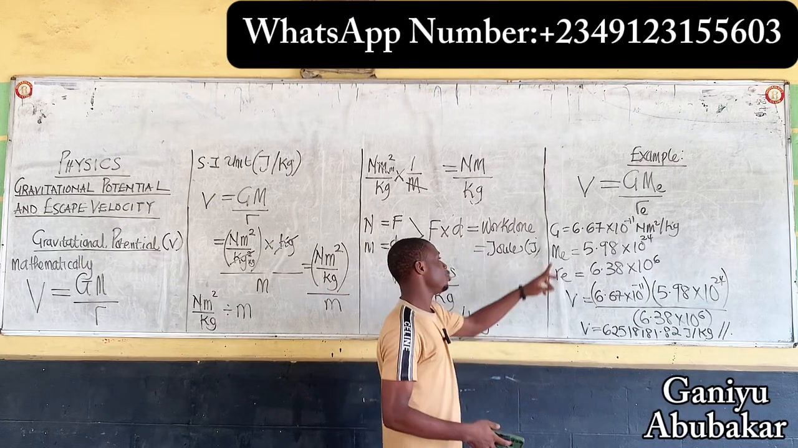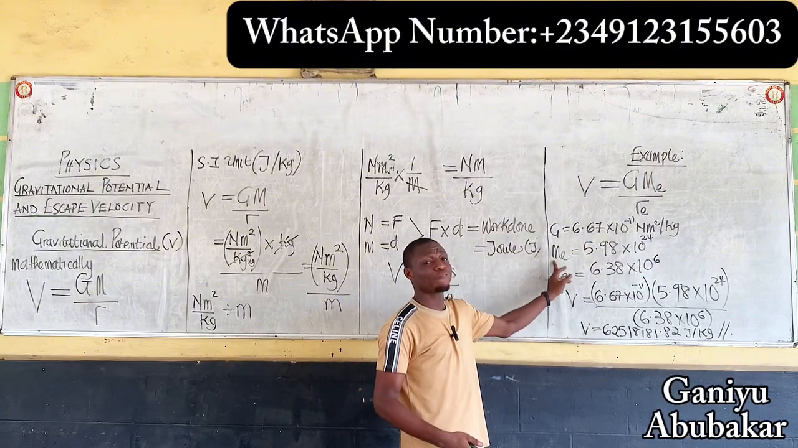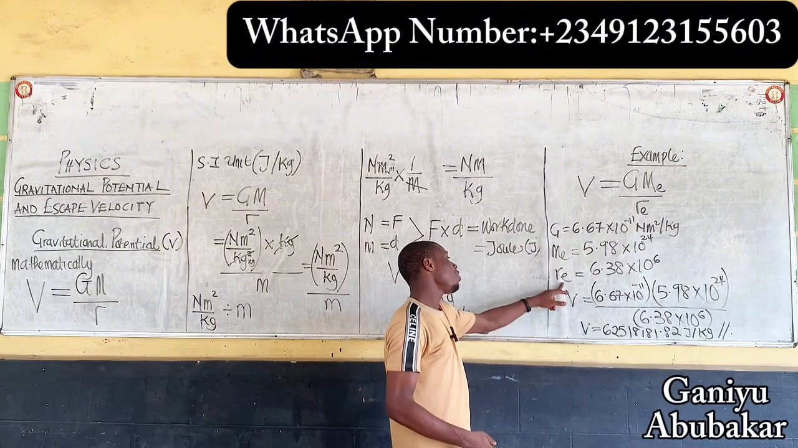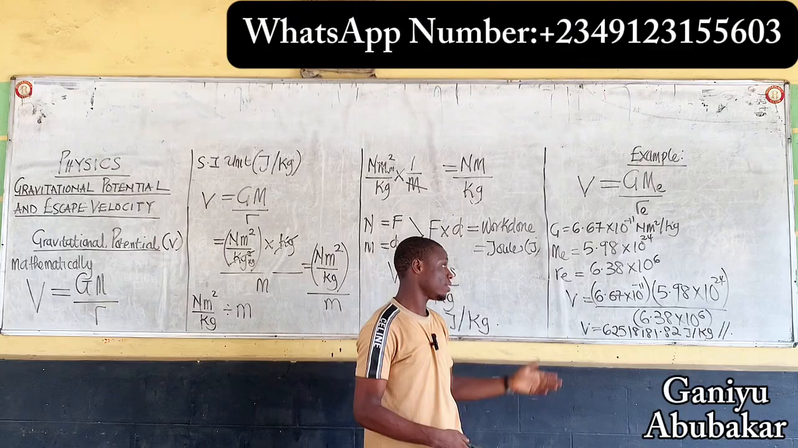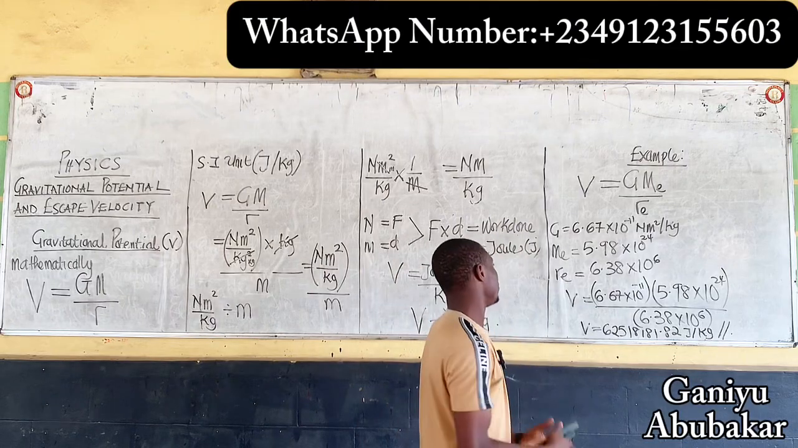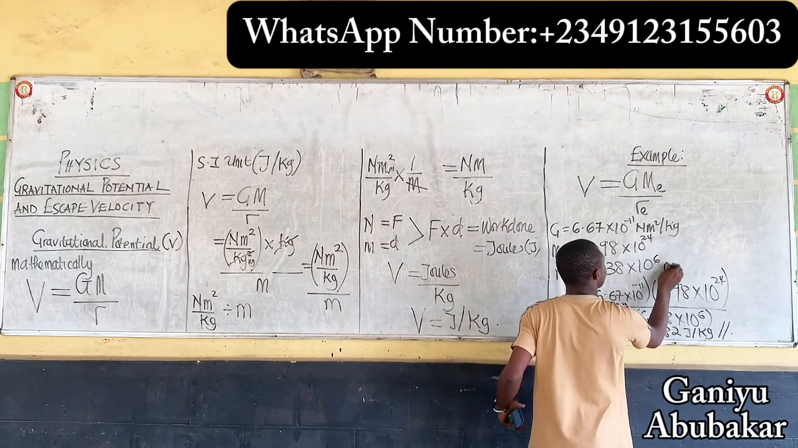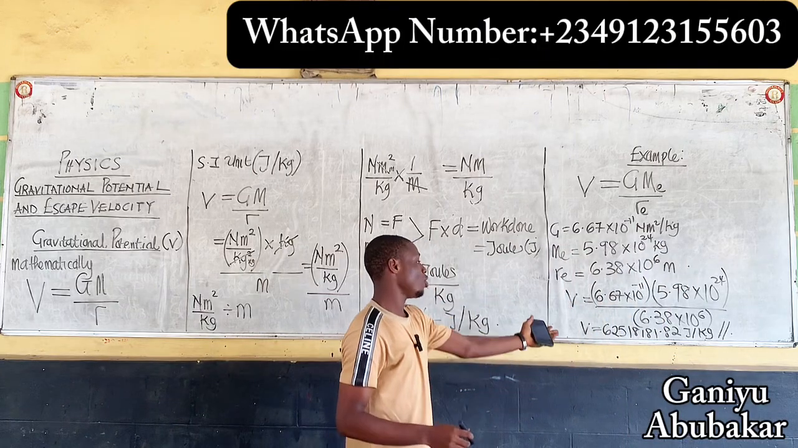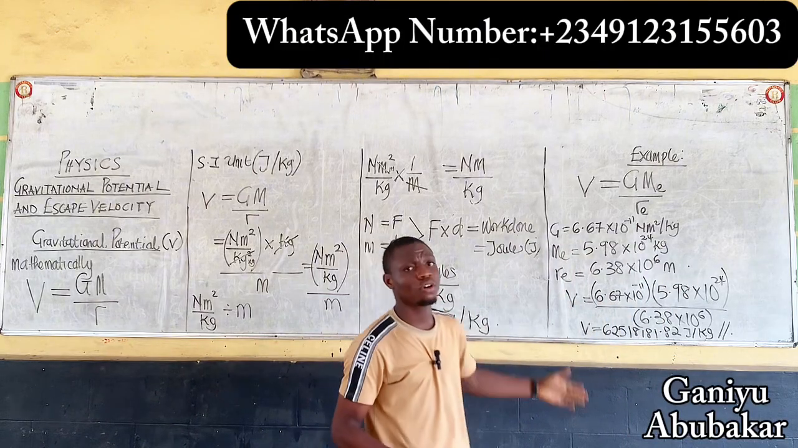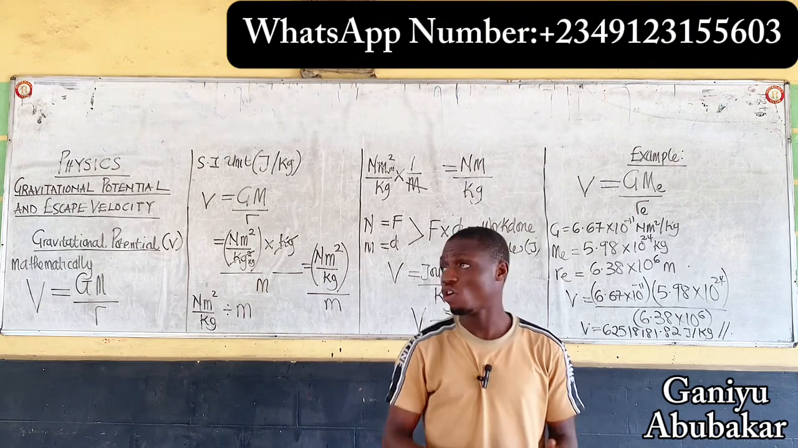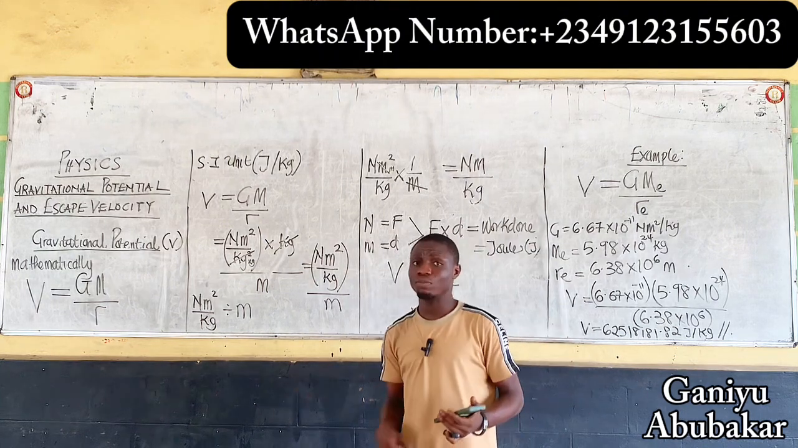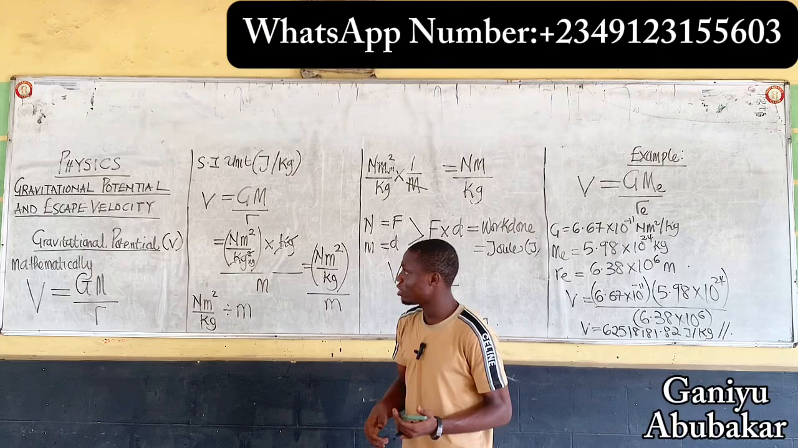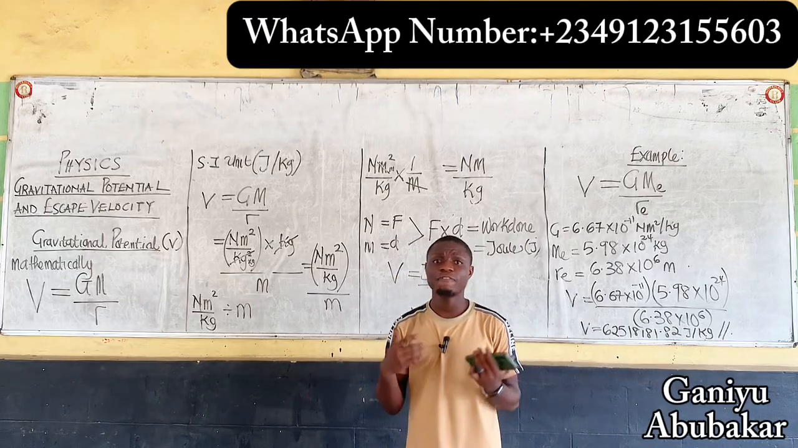So know that G is constant, ME, the mass of Earth, is a constant value, and RE, the radius of Earth, is also a constant value. That's here in meters, here in kilogram. Very important, please. This is your answer to that question. This is how you solve a particular problem when it comes to gravitational potential. Let's look at the next concept, called escape velocity.